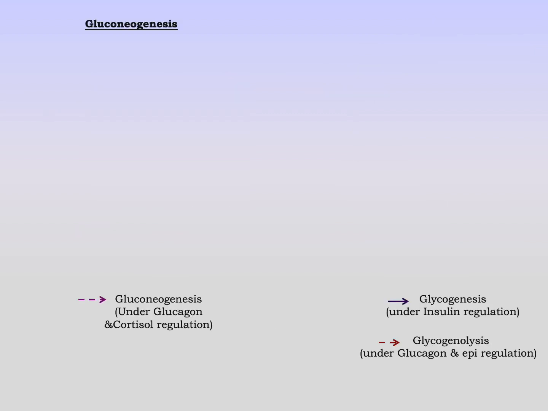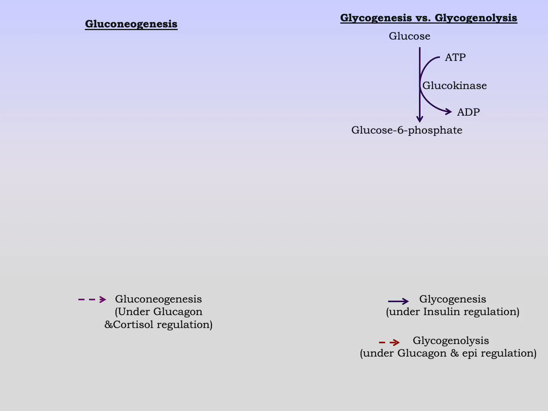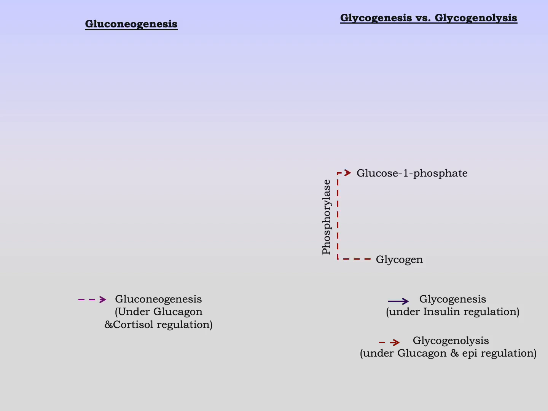So let's take a look at this gluconeogenic pathway and let's review the glycogenesis and glycogenolysis pathways. Glycogenesis, we take glucose via glucokinase and go about forming glycogen. Glycogenolysis, we take glycogen, we react it with phosphorylase, forming glucose 1-phosphate. Glucose 1-phosphate gets converted to glucose 6-phosphate, interacts with phosphatase to form glucose.